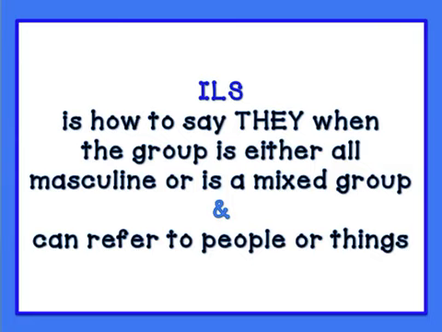Now, ils means they, and it can refer to either people or things, right? A little while ago, we said that you can use il, singular il, to mean it when you're referring to a masculine singular thing. You can use ils when you are referring to masculine plural things or a group of things that are both masculine and feminine.